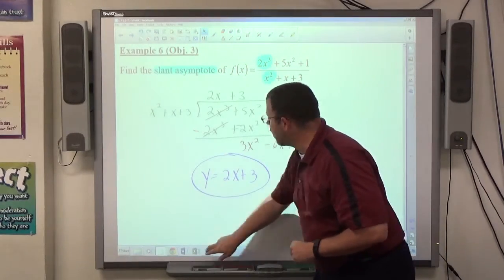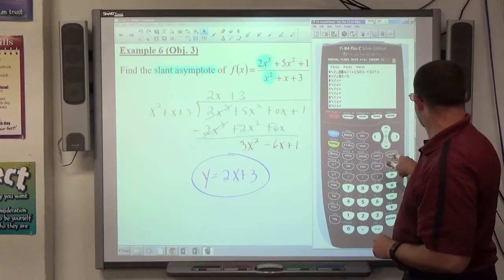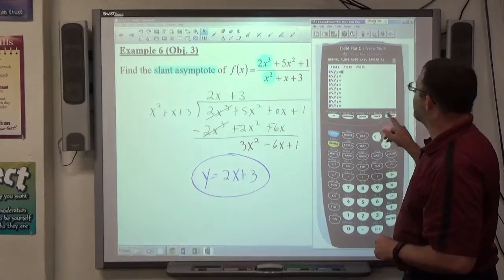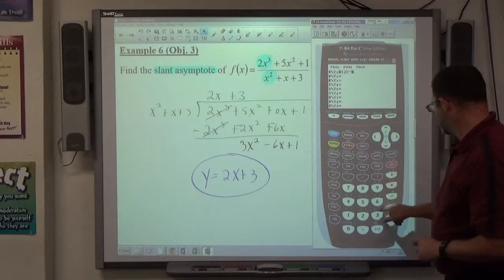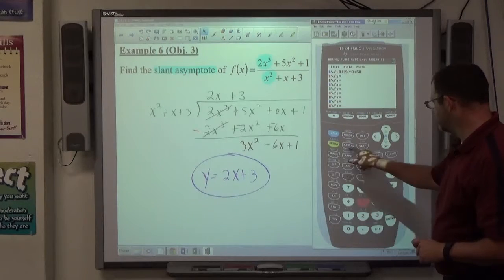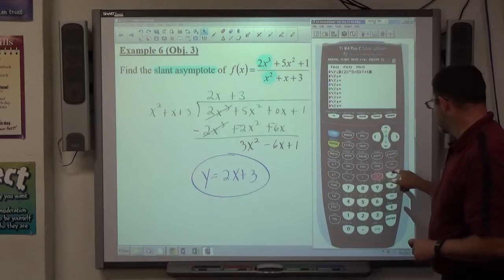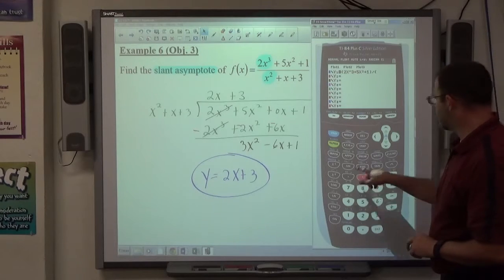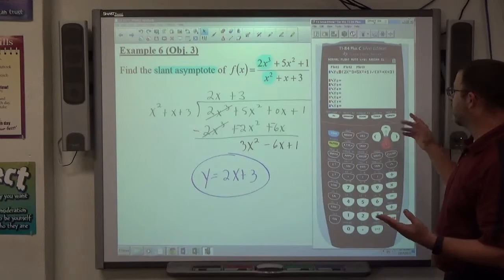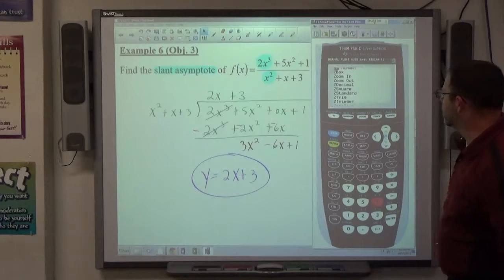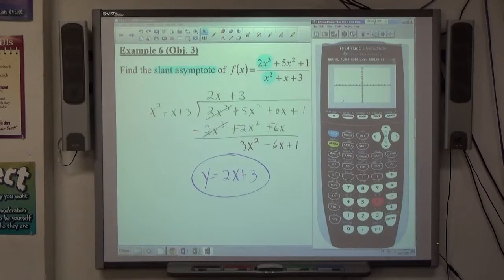And just to give you a visual on this one, let's go back here, y equals, clear that out. All right, if I type in this function, 2x cubed plus 5x squared plus 1 divided by x squared plus x plus 3, that's the graph I'm trying to graph. And if I just do a regular zoom, standard zoom 6, we can see what the graph looks like. There's some weird stuff there. There it is. Nothing too fancy.